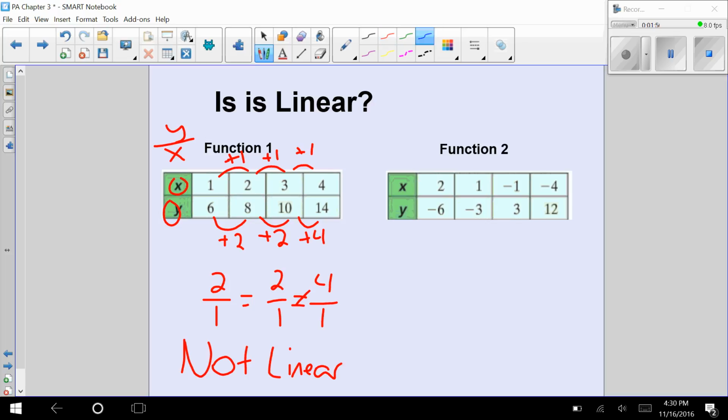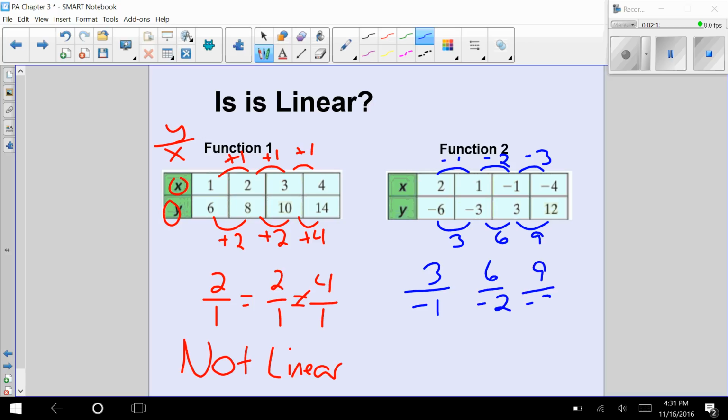Let's look at function 2. From 2 to 1 is minus 1. 1 to negative 1 is minus 2. And negative 1 to negative 4 is minus 3. Along the y's, I have a plus 3, a plus 6, and a plus 9. Let's see if these ratios are equal. 3 over negative 1, 6 over negative 2, and 9 over negative 3.